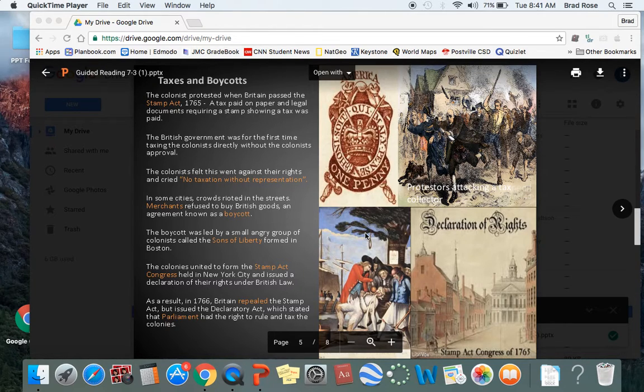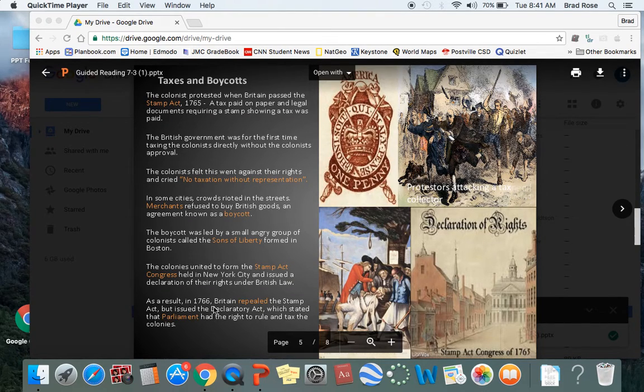The colonists also united to form the Stamp Act Congress in 1765 when they met in New York City. At this Congress, they agreed to send a petition, a letter to King George III explaining their rights. They declared their rights as British citizens.